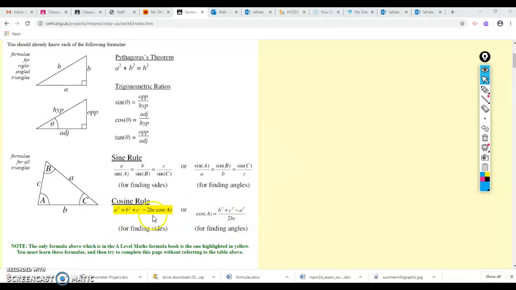And there's different variations of these formulas. You can change it based on the side you're looking at. So you could put B here or C here, and that changes what's in the formula here.